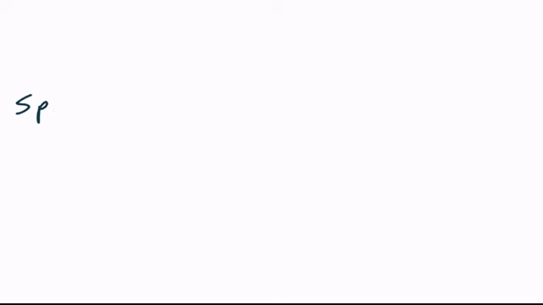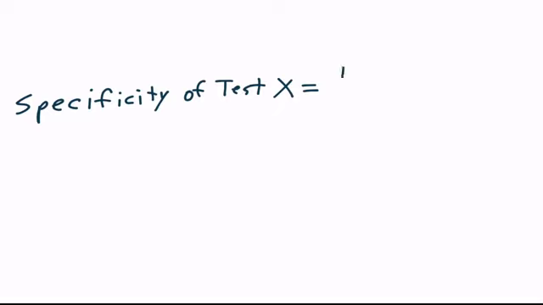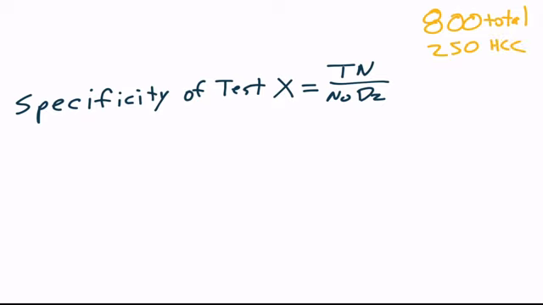Now let's say we were asked to find the specificity of test X. Recall that specificity equals the true negative number over all who are without the disease. So how many did not have the disease in this group? Well, there were 800 total patients. 250 of them had the disease. If we take 800 and subtract 250 from it, we are given 550. These are those without the disease. So this will be our denominator.